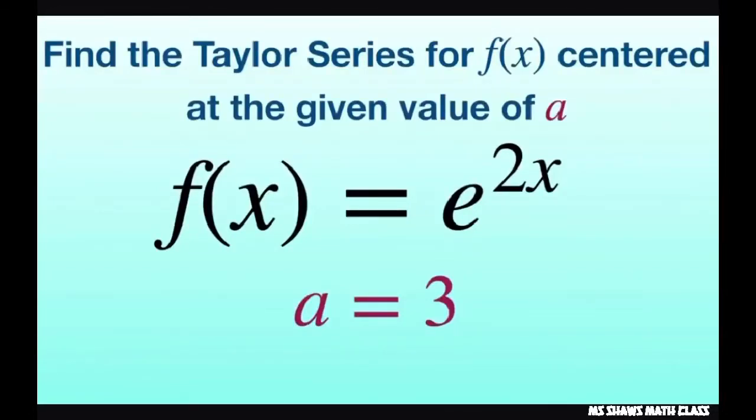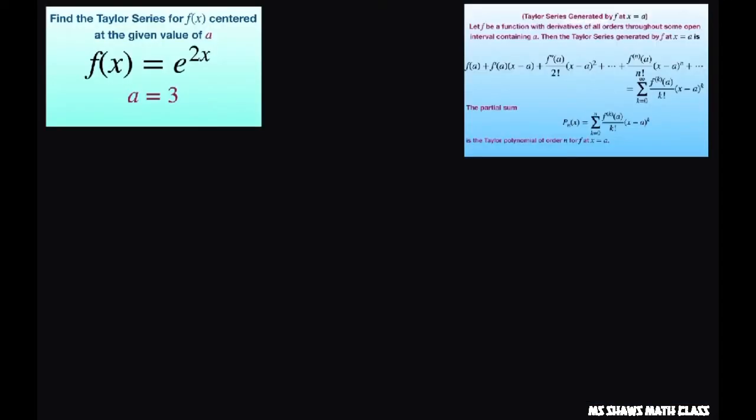One, we're going to find the Taylor series for f of x centered at the given value of a equals 3. f of x equals e to the power of 2x. So we're going to expand it using the Taylor series generated at a equals 3 using this. We're going to have to crank out some derivatives.